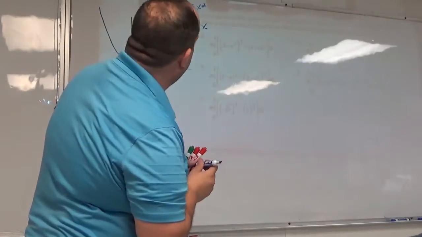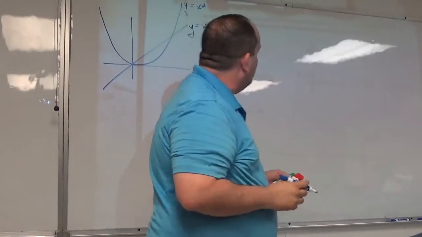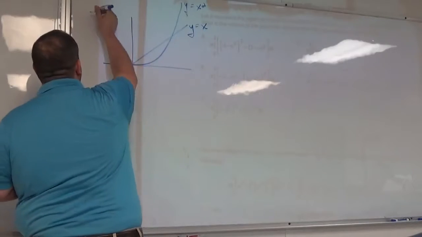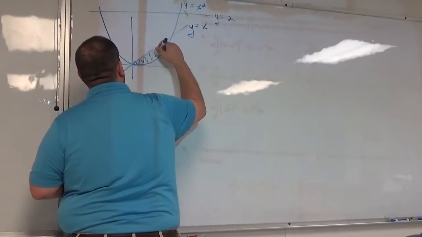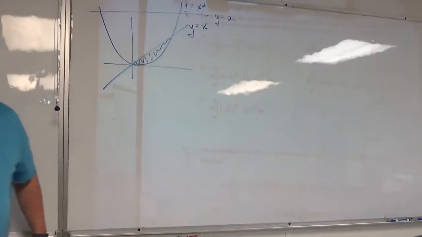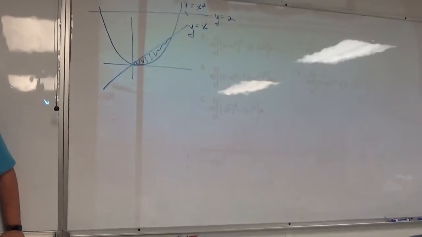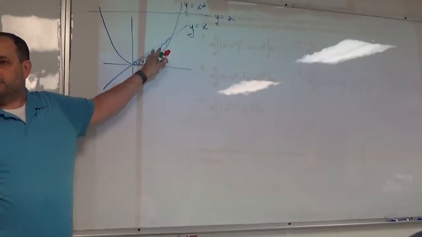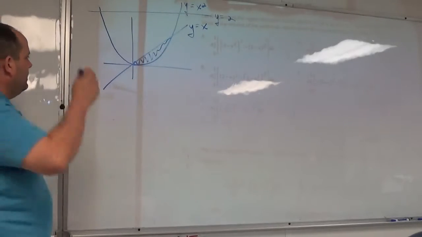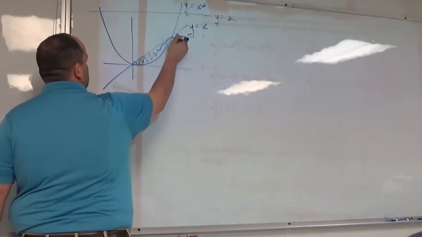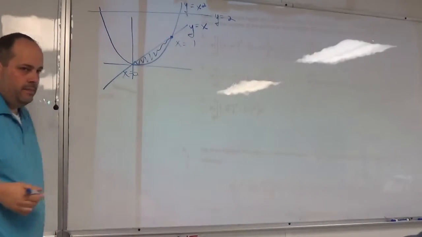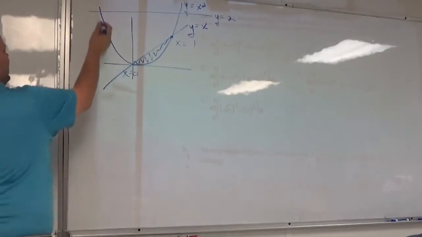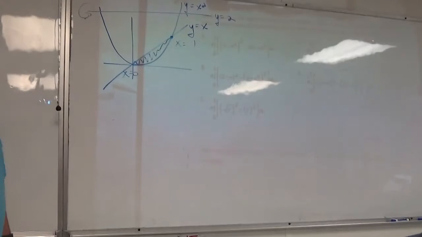X squared, we're revolving around y equals 2. All right, let's put this together. Is everybody convinced that this is the right region? Okay. Limits of integration? 0 and 1. We're spinning around the line y equals 2.